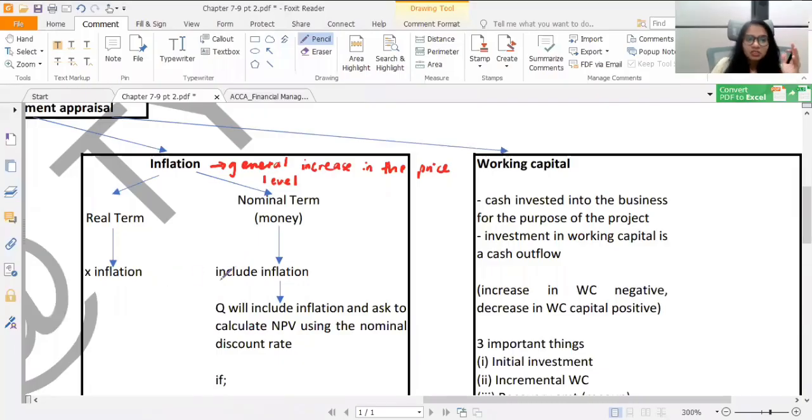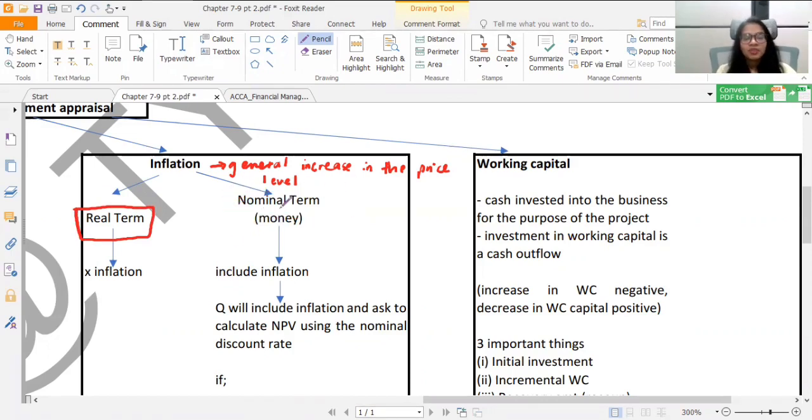So there are two terms that you need to understand besides the general and the specific inflation rate. Actually, the general and specific, you don't need to know it. You need to know how to apply it in the exam. All right. But for these two terms, real and nominal, it's something that you have to know. The reason why I say it's something that you have to know is because the examiner will use these terms when he asks questions from you guys.